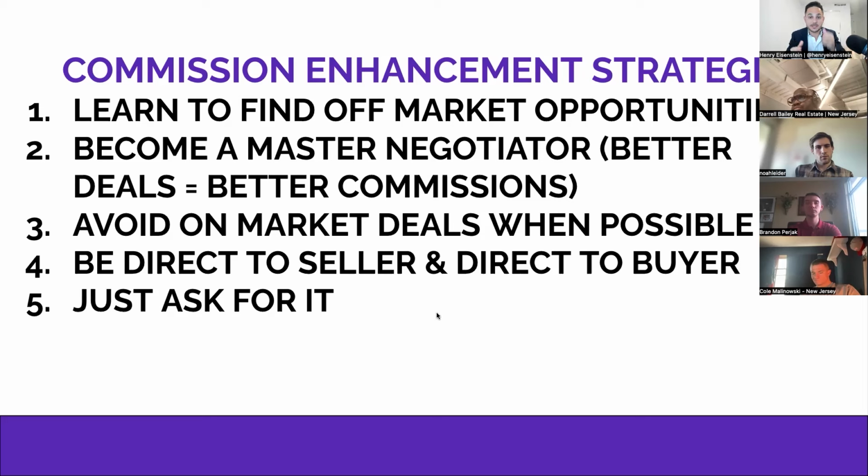So I'm telling you, you need to become direct to seller and direct to buyer. And number 5, which I see so many people failing to do, is just asking for a higher commission. If you're doing a deal and you've negotiated a good deal and it's off market, you're direct to buyer and direct to seller, you have the ability to say, hey, I'm submitting this offer with a 6% commission on it, and the seller can then give you feedback.